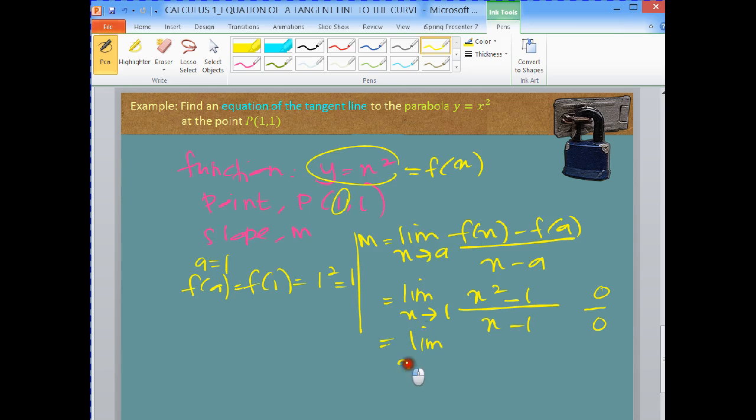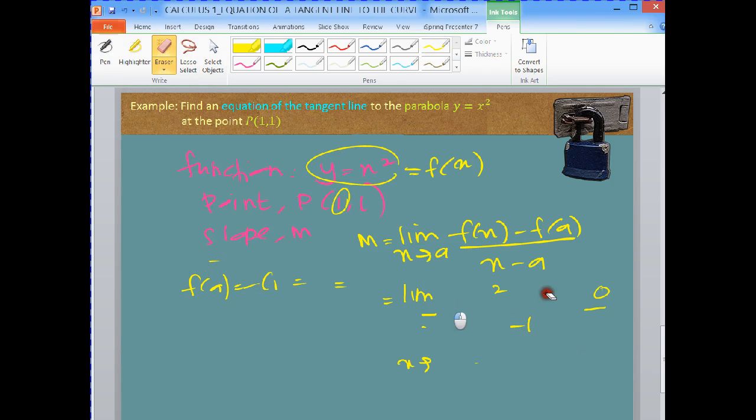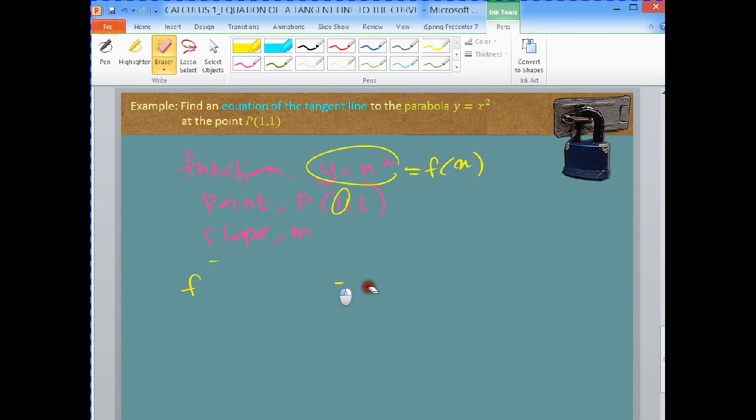So we have plus and minus, x and 1, so (x + 1)(x - 1) over (x - 1). So this is the same term, so we can cancel. So we have the limit as x approaches 1 of x + 1, and then we replace x with 1, so we have 1 + 1, which is equal to 2. So we already have the slope. So let me erase this first. And then we have m equal to 2.